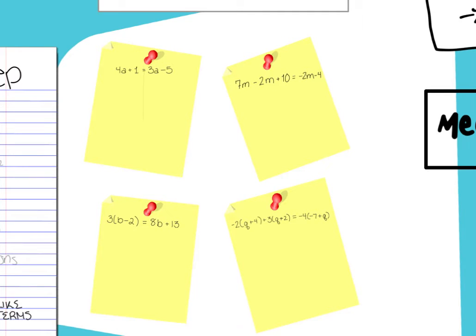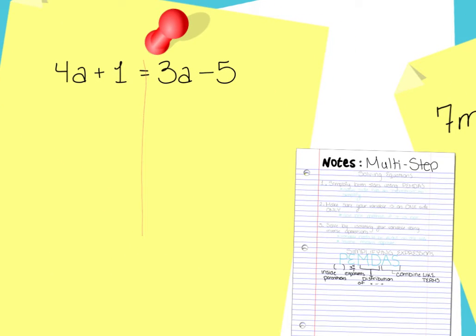Okay, so the first one that I'm looking at is going to be 4a plus 1 equals 3a minus 5. So I'm just going to go ahead and follow my rules here. It says to simplify both sides using PEMDAS. If we look at the left side, we just have 4a plus 1. No matter how hard you try, please make sure that you are not combining them on accident.